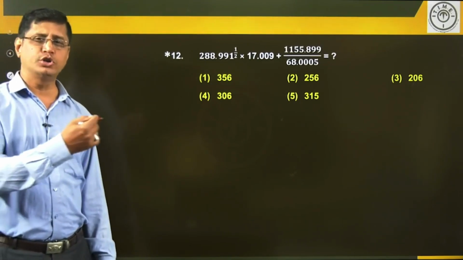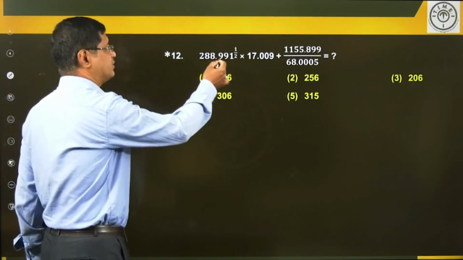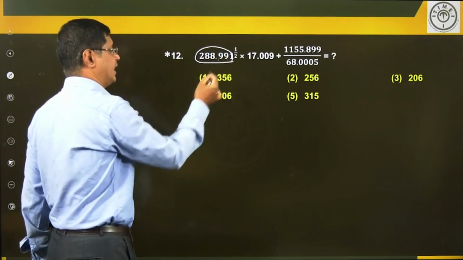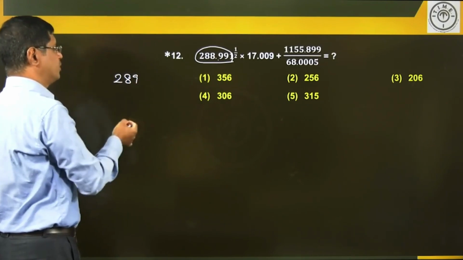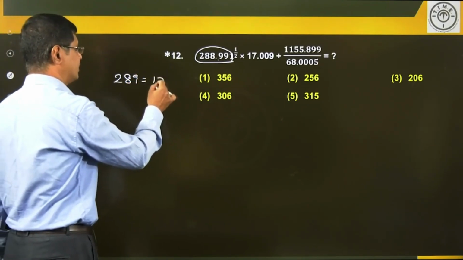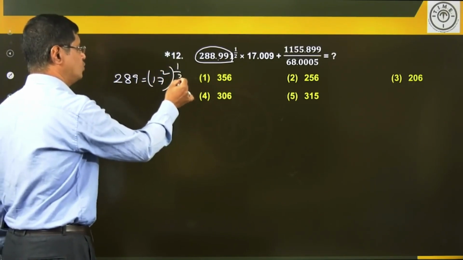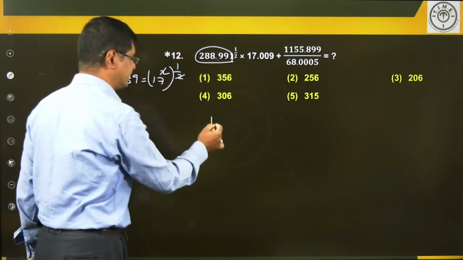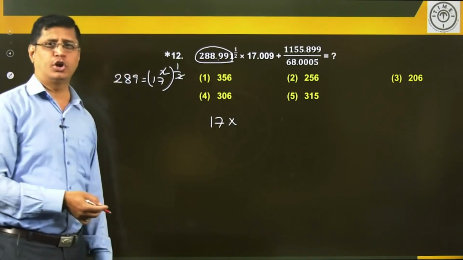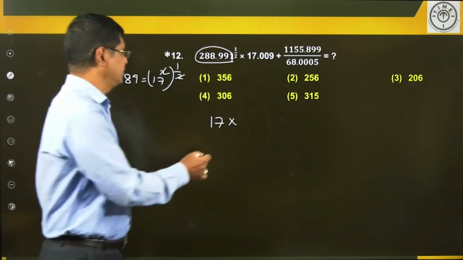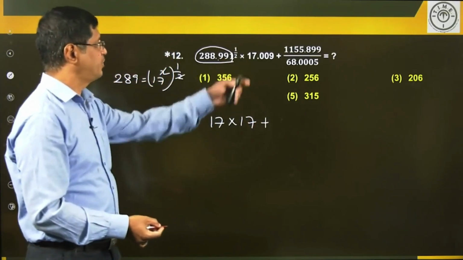288.991, which is close to 1000. So here what I am doing, I am considering it as 289. 289 approximate value, which is a perfect square, that is 17 square. 17 square whole power 1 by 2. So 2 and 2 get cancelled. The result is 17. Now what is the second part? 17.009 approximately 17. So 17 into 17. Plus what is the third part?